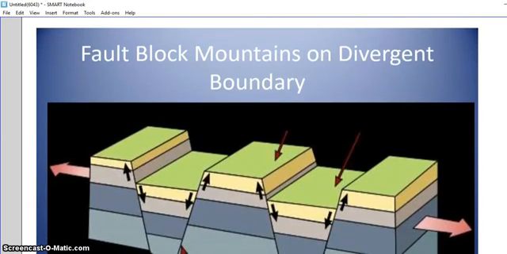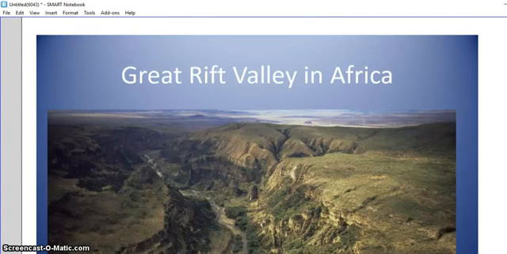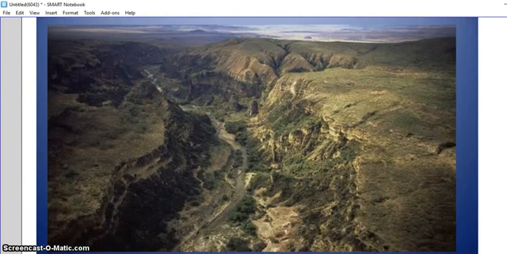Okay, now here's another aspect of this, fault block mountains on a divergent boundary. This is actually on continental crust. With the force of being stretched, tension, the weaker rock will start to break down, and it creates this really gorgeous mountain range. It's pretty neat if you ask me, Mrs. Diamond. That's right. We love those strong and weak rocks.